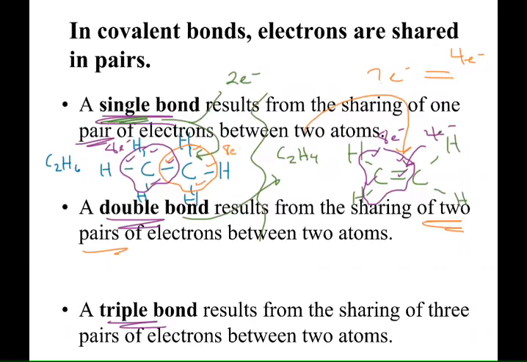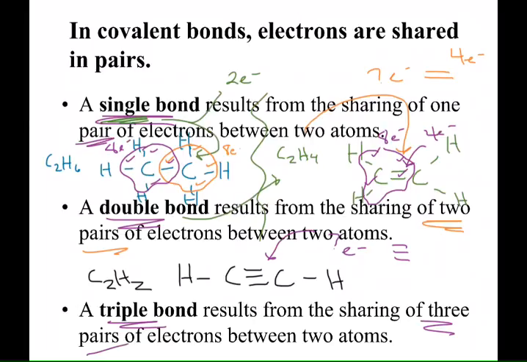The last one is a triple bond. Not so surprising, you're going to see 3 dashes between the atoms that are triply bonded. I'm going to pick on C2H2. In this case, we simply have 1 hydrogen on each of the carbons. So how many electrons do you think are represented in a triple bond? Yep, there are 3 pairs, so 3 pairs means this is 6 electrons.